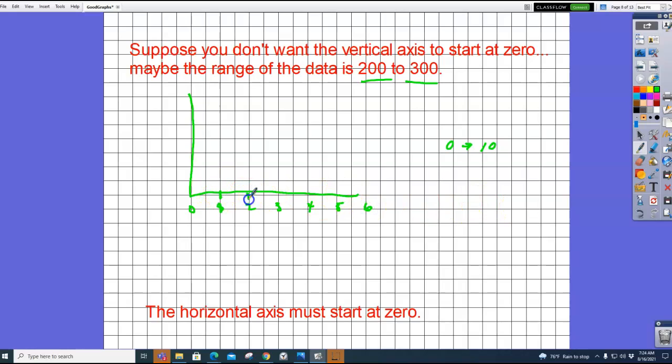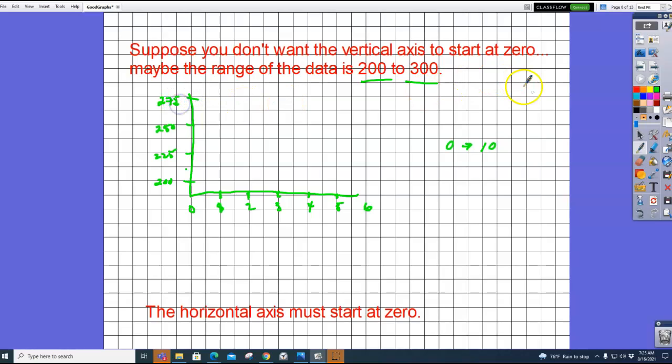Okay, and please use your grid. I had some students making graphs, and they just randomly put points. On the graph paper, you have a grid for a reason. Okay, so what I saw students do is say, I'm going to let this be 200, and I'm going to let this be 225, and I'm going to let this be 250, and I'm going to let this be 275, and so on.